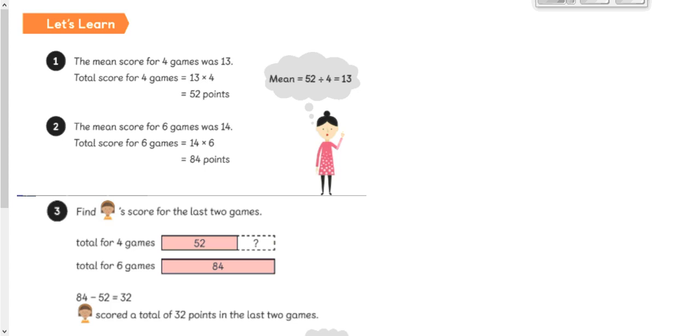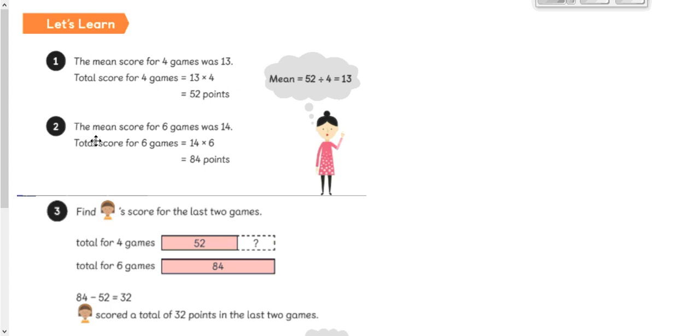So we divide to get the mean, but now we're going to use our mean and times it by the number of games to get the number of points. So 13 was the mean, times it by the number of games, which gives us 52 points. Now we can check that by putting it back into our mean calculation. So 52 points divided by the 4 games gives us 13 for the mean, which is exactly what we wanted. A mean of 13 per game, so 52 points.